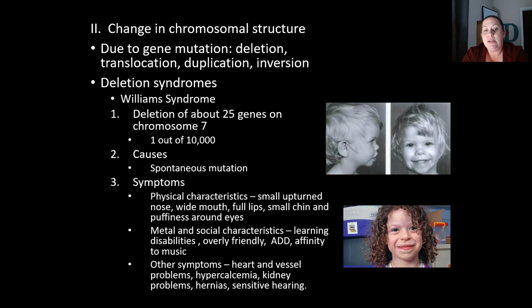Mental and social characteristics are that they do have some learning disabilities. They are overly friendly, and Down syndrome children have this too. They don't have that hesitation and that judgment with strangers and things like that. They kind of just look at the best in everybody, and they are very trusting and overly friendly, and that can be an issue with the safety of these children.